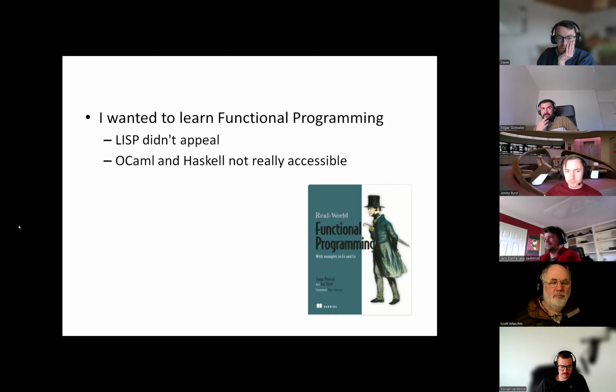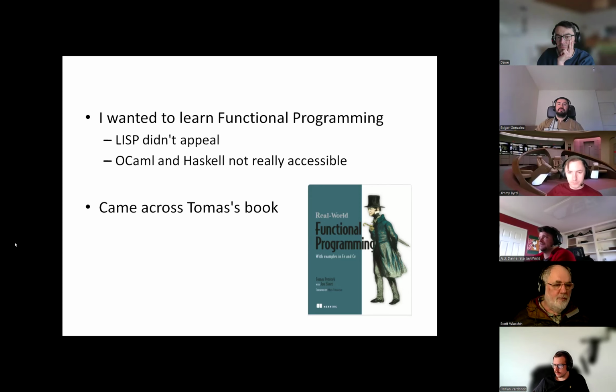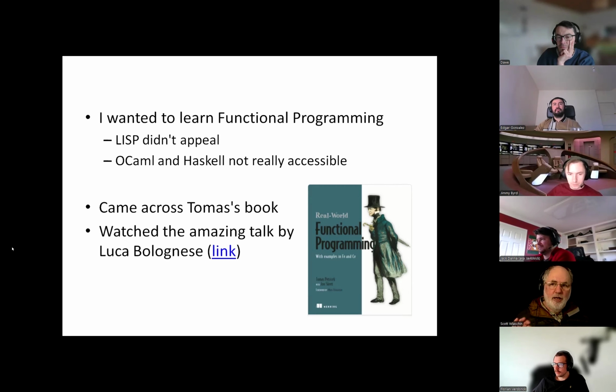Lisp was the big one, but I didn't really want to learn that. I already knew Smalltalk. OCaml and Haskell were not really available because they were very academic at the time. Then I came across Thomas's book, Real World Functional Programming with examples in F# and C#, which is very good. The thing that really triggered me was this talk by Luca Bolognese from 2008. I've got a link here for the YouTube video. If you just Google his name on YouTube, you'll find it.